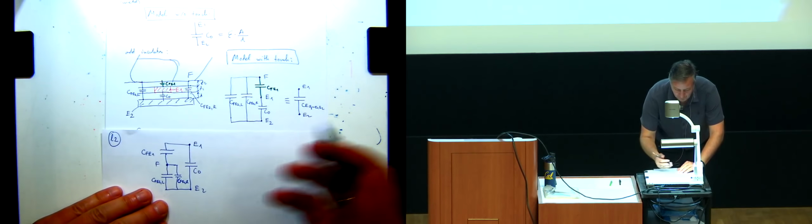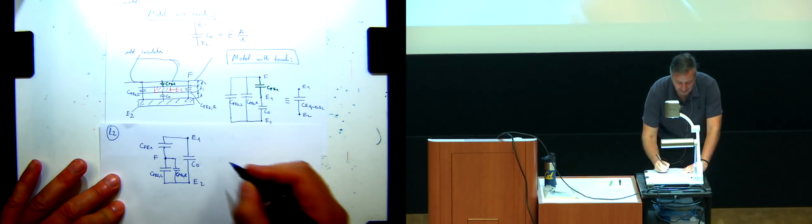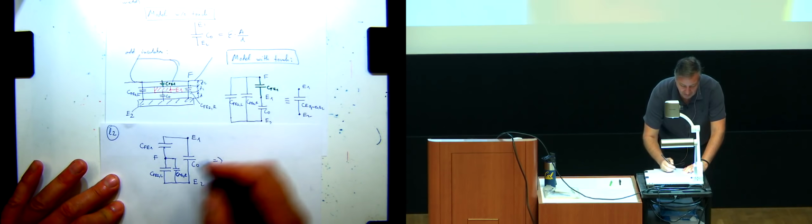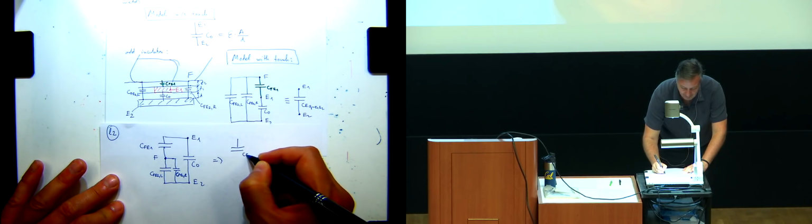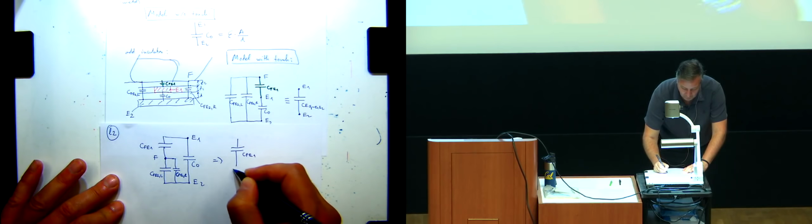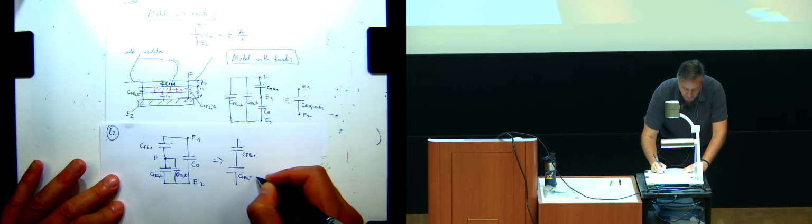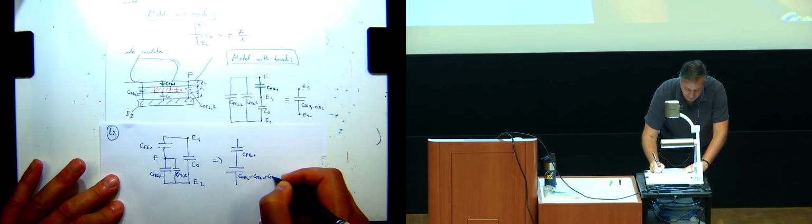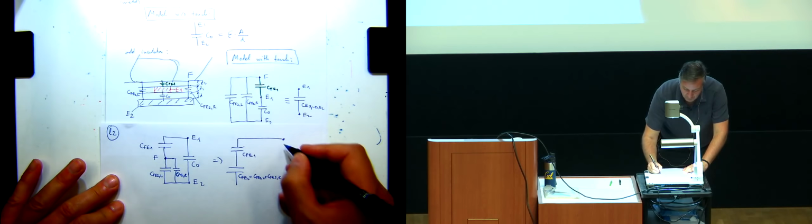Maybe the moving around is confusing. But I just wanted to say here, then it's easy because what you go and just say, these two are in parallel, so what I really have is CFE1, and then this one is CFE2 equals CFE2L plus CFE2R, and then I have C0.